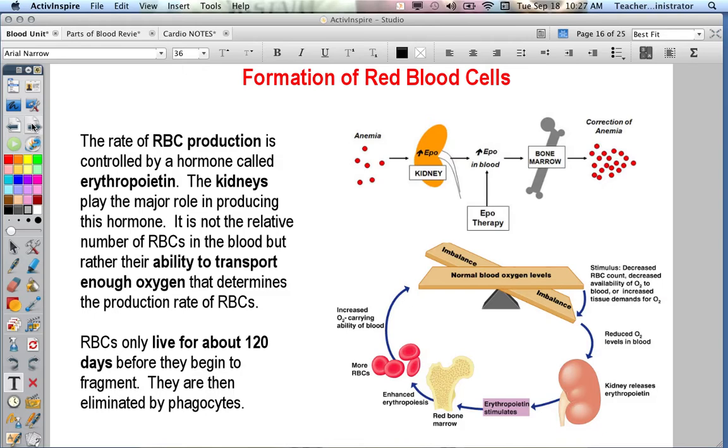Within 120 days, they typically start to fragment and break apart. So then you use these white cells called phagocytes to go and eat them up so that they aren't causing trouble in your bloodstream anymore. And then you just make some new ones.